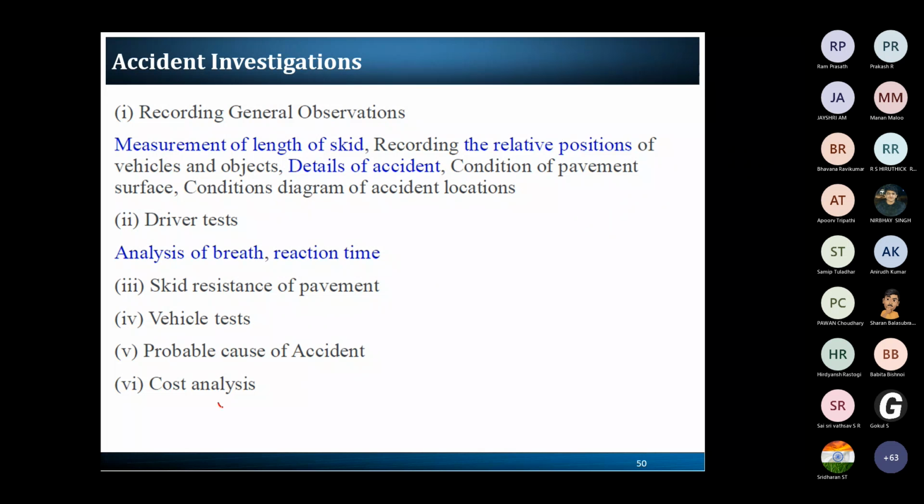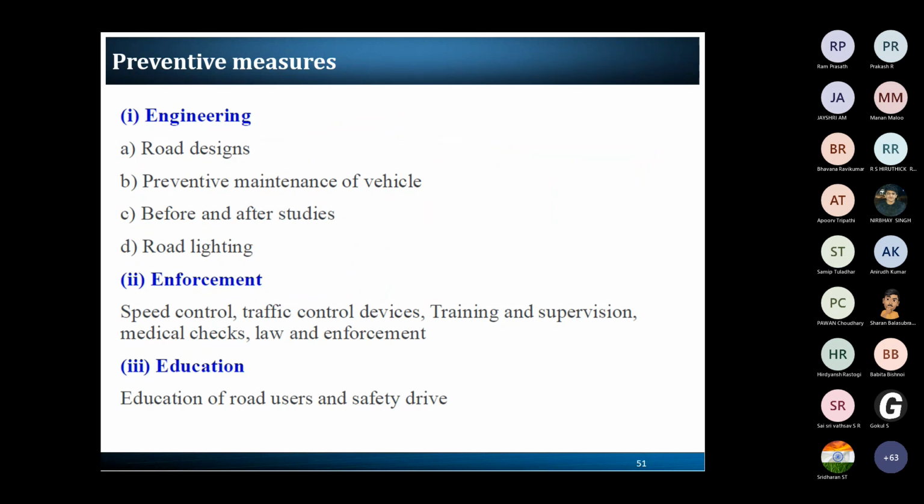Also you perform a cost analysis, how much loss has happened. When you want to propose some solutions, how it is beneficial. So all these things we can investigate related to the accident. And this is the final conclusion, which is nothing but what kind of measures we can provide to avoid the accident.